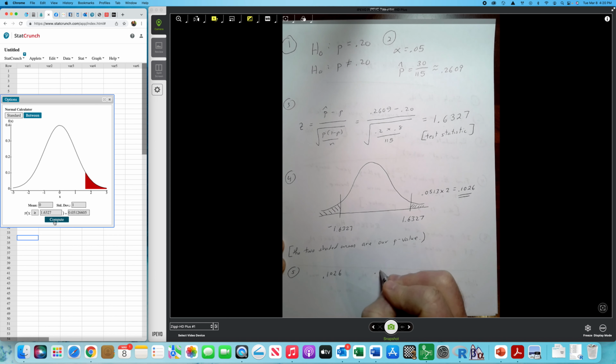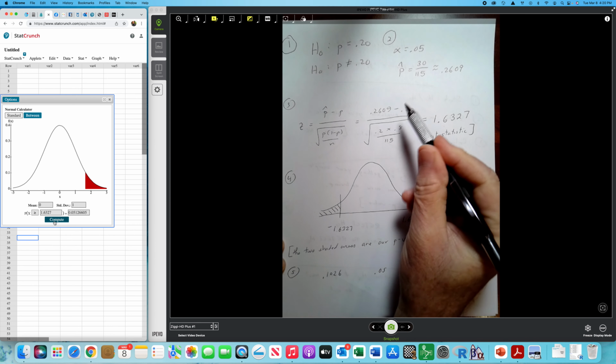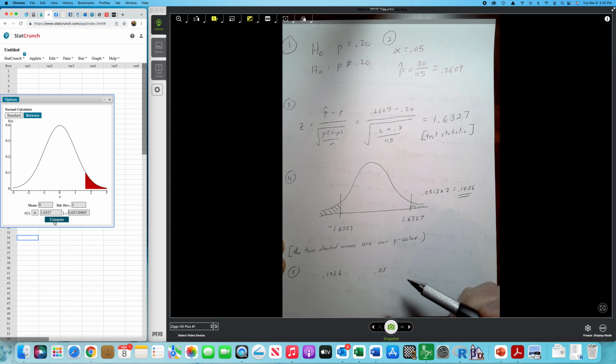The final step is I compare my p-value to my alpha, which is always stated up here. And what do I get? Well, this is larger, isn't it? So my decision would be fail to reject the null hypothesis. The only decision you can make in hypothesis testing is either reject the null or fail to reject the null. And we'll learn later that we actually call this statistical significance and non-statistical significance, but we'll cover that in a later video.